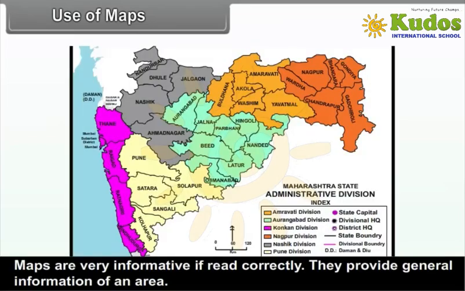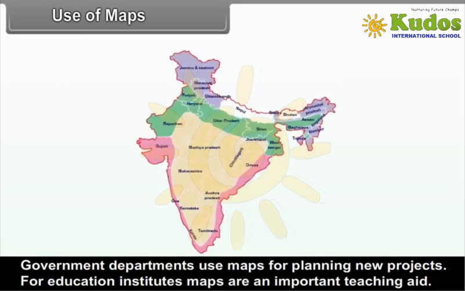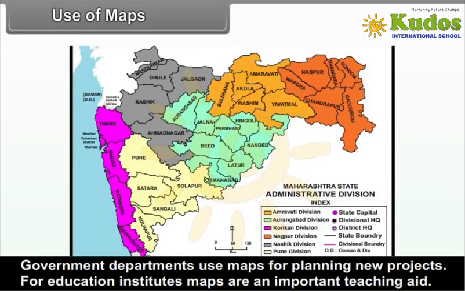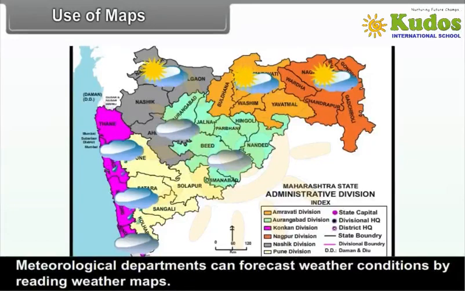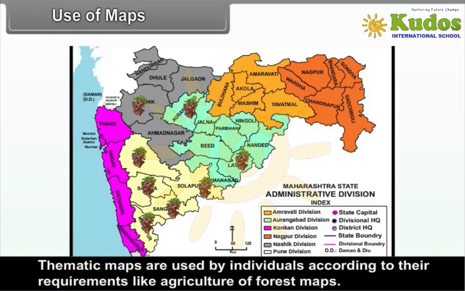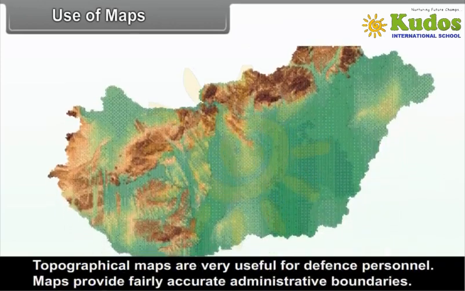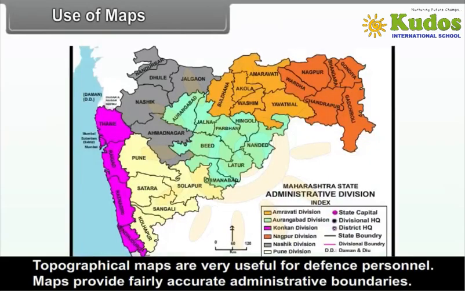Use of maps. Maps are very informative if read correctly. They provide general information of an area. Government departments use maps for planning new projects. For education institutes, maps are an important teaching aid. Tourists use maps very carefully to plan their tours. Meteorological departments can forecast weather conditions by reading weather maps. Thematic maps are used by individuals according to their requirements, like agriculture or forest maps. Topographical maps are very useful for defense personnel. Maps provide fairly accurate administrative boundaries.